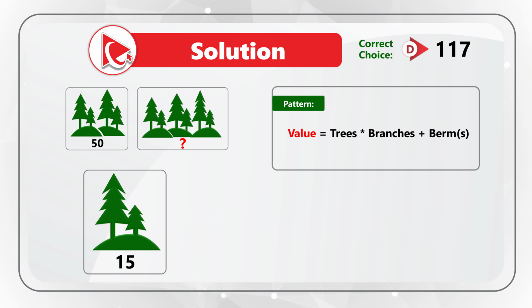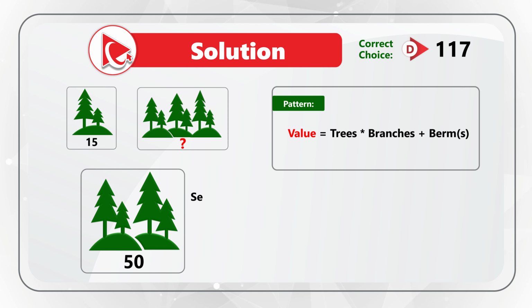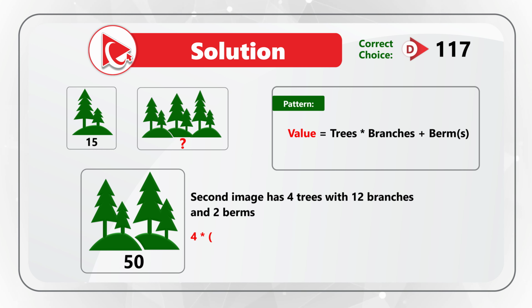Second image has 4 trees with 12 branches and 2 berms. And the calculations will be 4 multiplied in parentheses 3 plus 3 plus 3 plus 2. And then you add 2 to the calculated value. The end result of this calculation for image 2 will be 50.